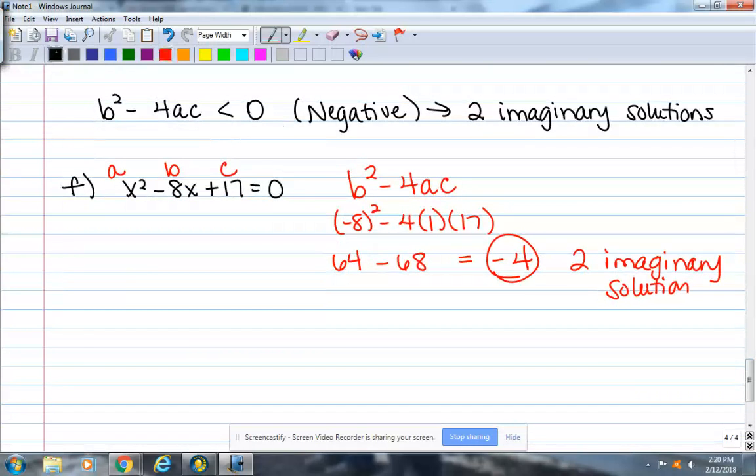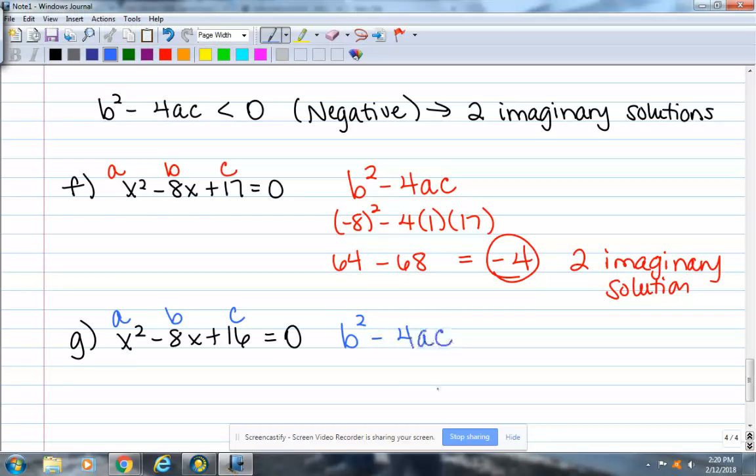All right. And again, you just have to memorize which is which. Next one, x squared minus 8x plus 16 equals 0. Is this one in standard form? Yes, ma'am. It is. So what's my A? 1. B? Negative 8. C? 16. So we're going to plug that into b squared minus 4ac. What goes in for b? Negative 8. Squared minus 4 times what's a? 1. C? 16.